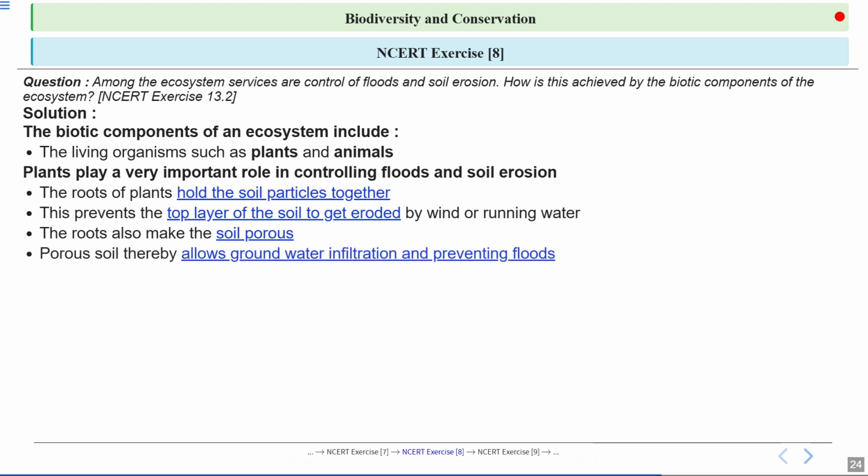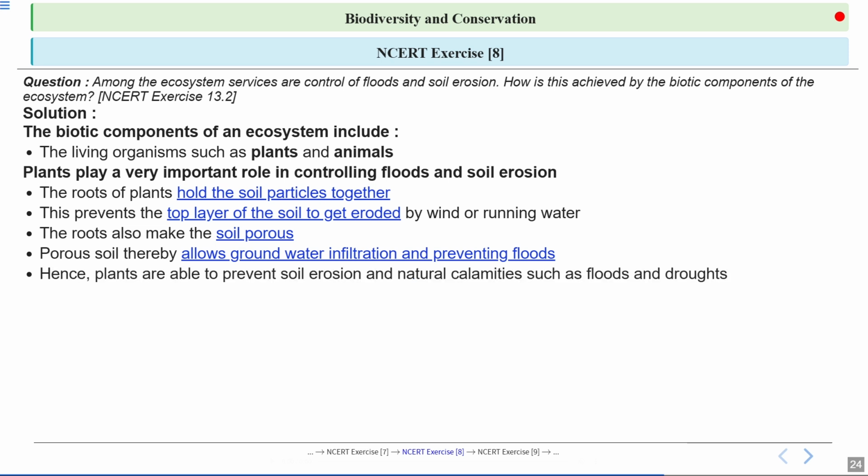The porous soil has many tiny spaces between the soil particles which allow water to seep into the ground easily. This process is known as infiltration. And this helps groundwater recharge and reduces the amount of water running over the surface. As a result, porous soil helps prevent floods by slowing down and reducing the flow of rainwater, making it an important feature in managing water resources and reducing flood risk.